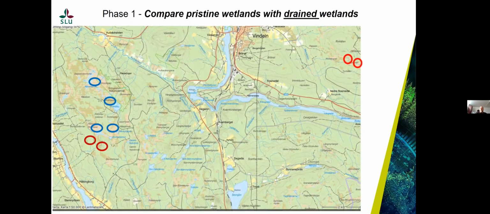If we look at phase one, which we are currently embarking on, we have selected a number of sites outside Umeå, very close to Vindeln and the Svartberget research station, and also close to the Trollberget site that we've heard about in previous talks. What we have are these blue circles, which are natural wetlands, and the red circles, which are drained wetlands.